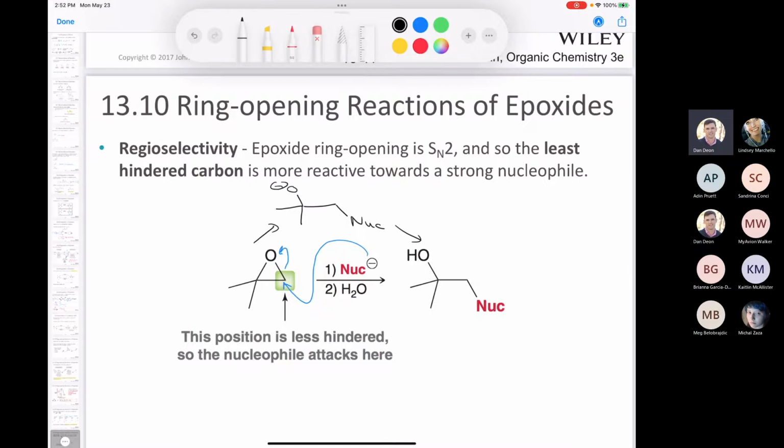And then in the second step, you do a proton transfer. So you treat it with water, and then the alkoxide is going to grab a proton from the water molecule, like that. Kind of a neat reaction, because not only are you adding the functional group from the nucleophile, but you're also making an alcohol, 2 carbons apart. 1, 2, and then an alcohol.